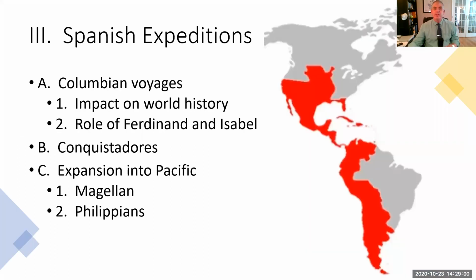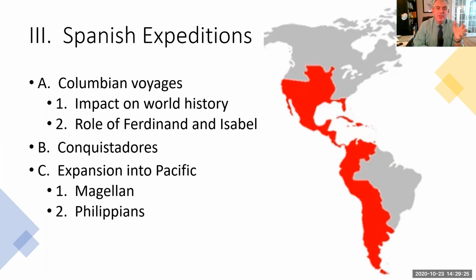Our second one, and this is our last slide, is the Spanish expeditions. So the Spaniards are going to go a different route, literally. Christopher Columbus, you probably know the story, even though I don't know. Maybe you don't know it, because the other day my youngest son asked me who Christopher Columbus was, which made me go, wow, okay, this is where we are now.